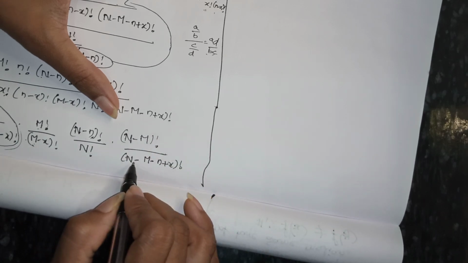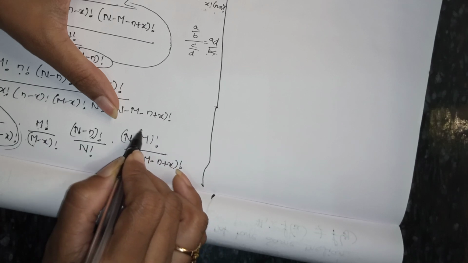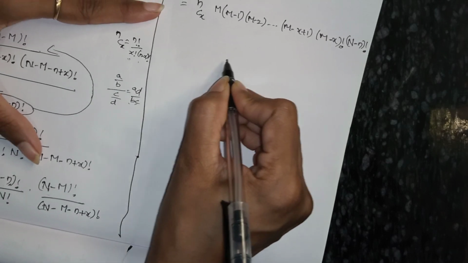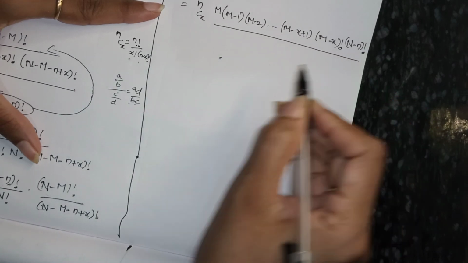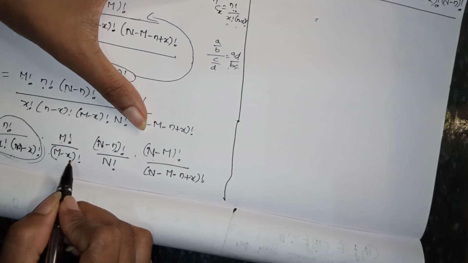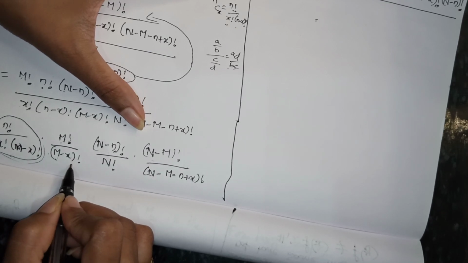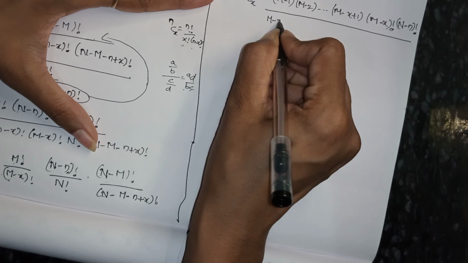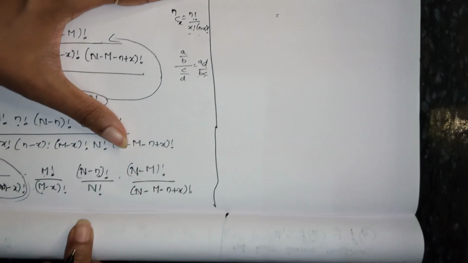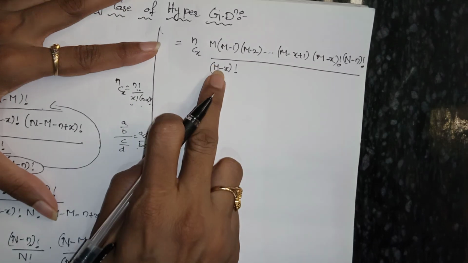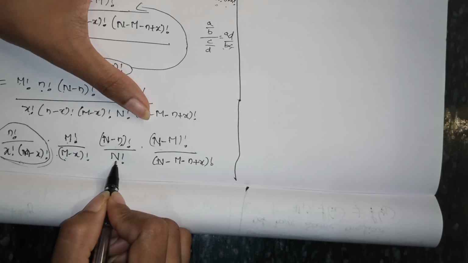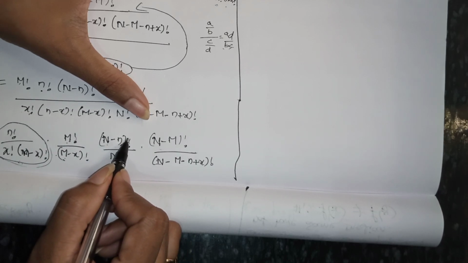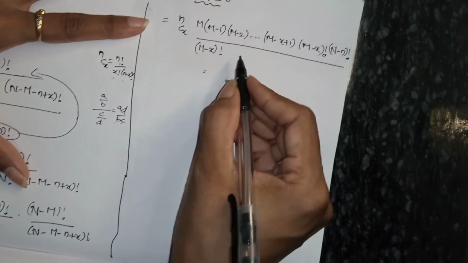Now we have to cancel this one. That means we have to expand this factorial. So the denominator I am writing the same. After that we will expand this one. The denominator we are having is M minus x factorial, so I have written here M minus x factorial. And the next, this N we can write in this way. That means we can cancel this one also, so I am going to expand this one.